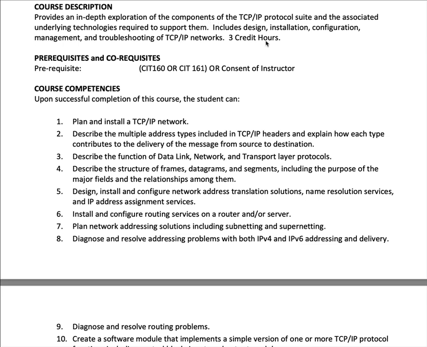Here's the course description. Basically, we're going to be learning about a lot of TCP/IP protocols and underlying technology and packet formats and that type of thing, how these protocols work. The prerequisite for this course is that you should have completed CIT 160 or 161 and/or have the consent of the instructor.